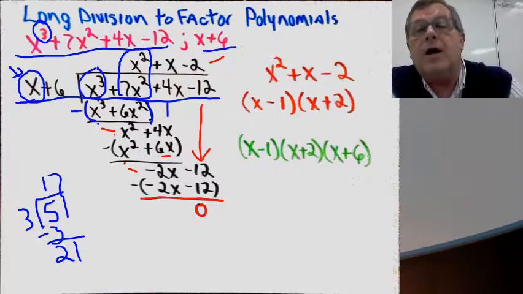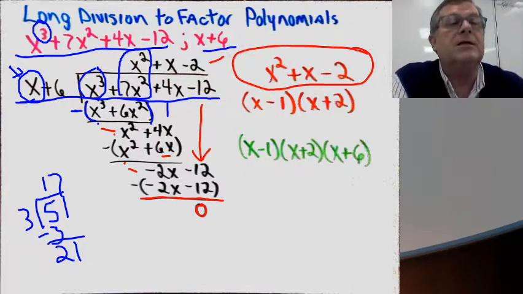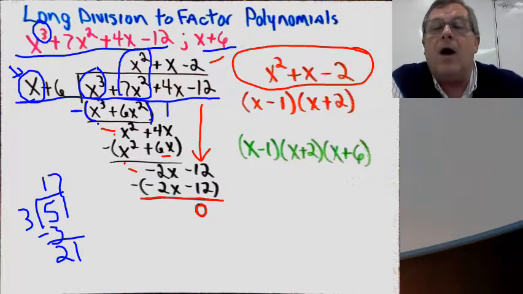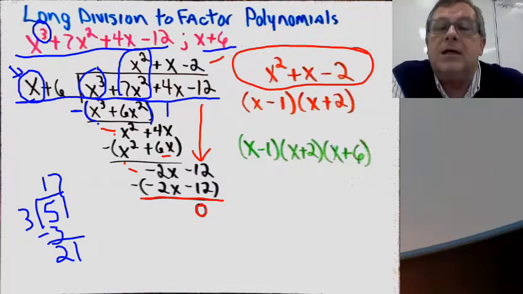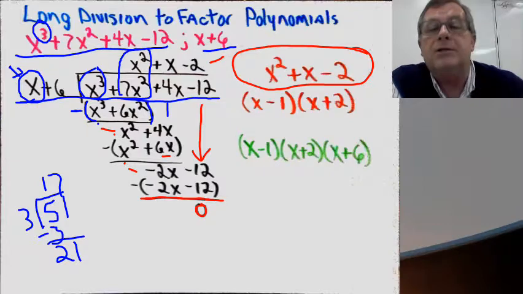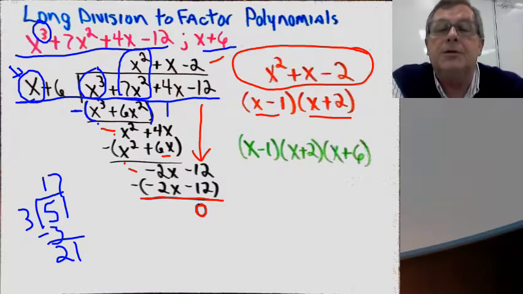So now I've got a quadratic equation after dividing this one factor, x plus 6, into this polynomial. And so now I can factor this x squared plus x minus 2 in the normal way that we normally think about when we're factoring quadratic equations. And when I do, I've got x minus 1, x plus 2. These are the two factors.